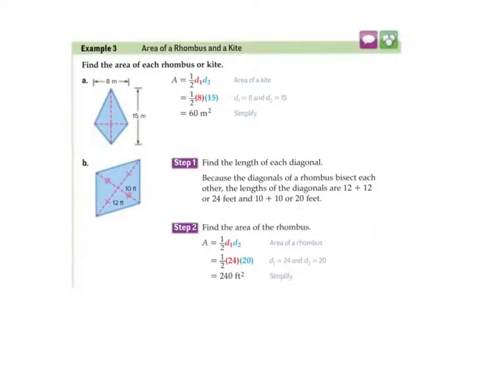Okay, so here's example 3. The first one is relatively easy. Okay, you've got the area of a kite, you've got one diagonal, you've got the second diagonal, so you can just put it straight into the formula, line of working out, and an answer. But again, make sure you read each one, because now we're talking about they bisect each other, and the lengths of the diagonals are 12 plus 12 and 10 plus 10. So you may have to do an extra little bit of work in order to find out the fact that it's 24 times 20 and then multiply by a half before you can come up with your correct answer.